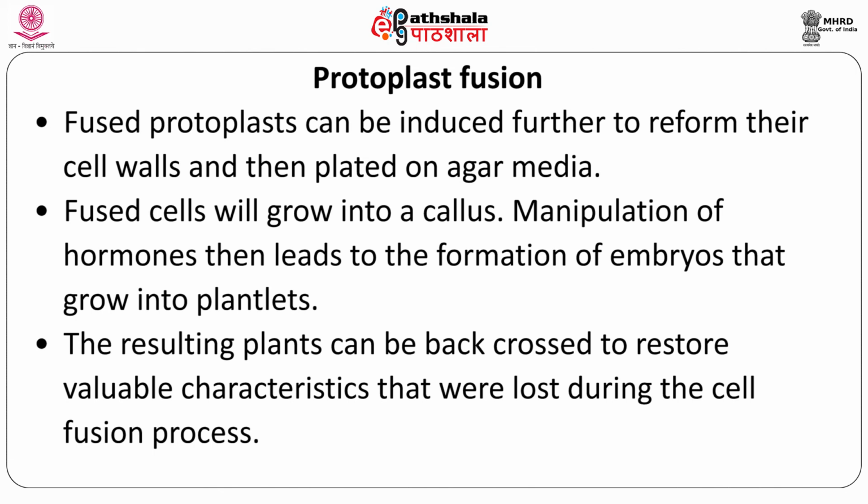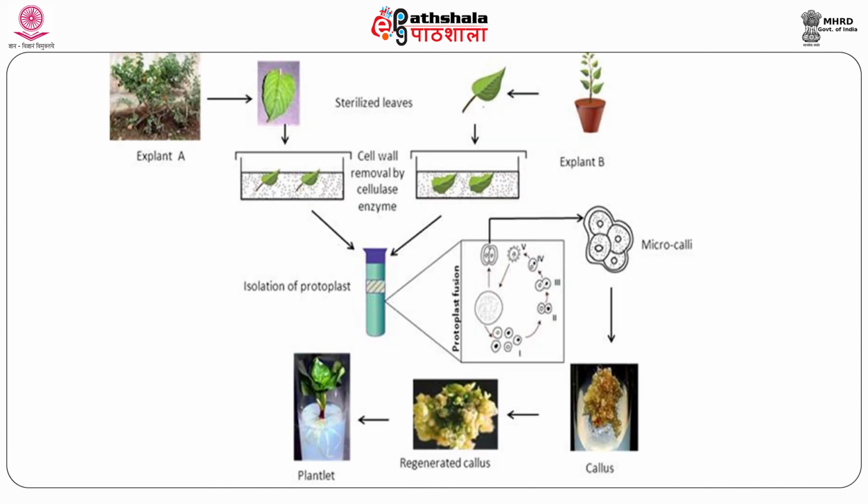Now, what do you think will happen, right? Fused cells will grow into a callus, again a callus. So manipulation of hormones then leads to the production of whole plantlets. The resulting plants can be backcrossed to restore valuable characteristics that were lost during the cell fusion process.